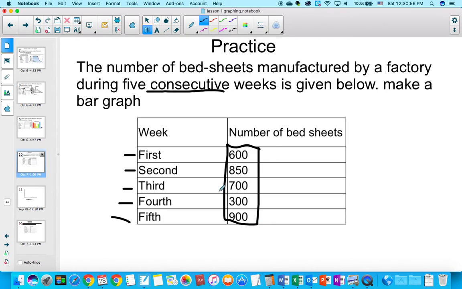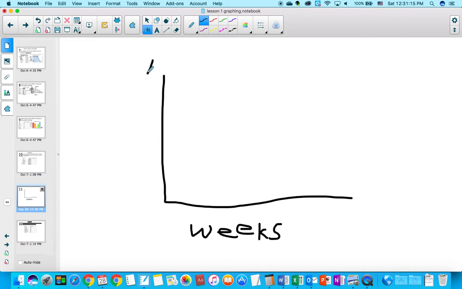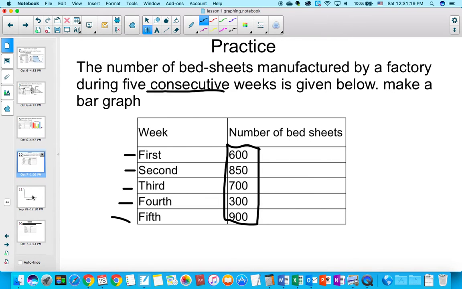Now remember, if you look at this, you can see that the numbers aren't going up by any sort of pattern, like 600 to 850, then 850 to 700, then 700 to 300, and then 300 to 900. There's no pattern. It's not going up by 3s. It's not going up by 10s. It's not going up by hundreds. So your y-axis will be numbers of bed sheets manufactured.